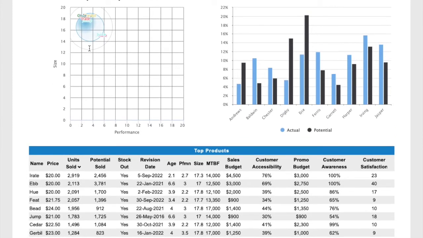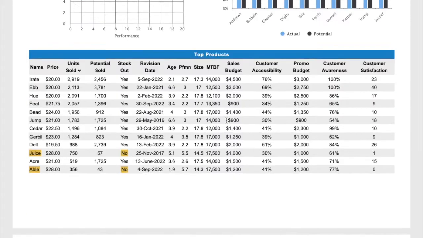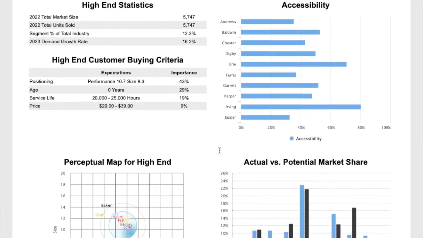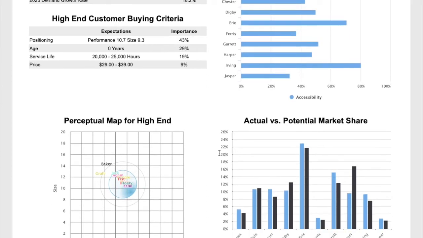And we can see Juice and Able are out of the circle. Then that's why it did not stock out in this case. Then for the team Andrew and product Joyce, you need to pay attention to how you can better project those two products in the ideal spot to sell more.